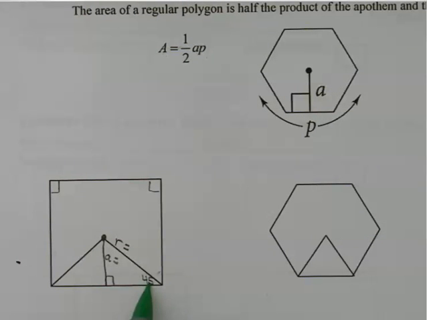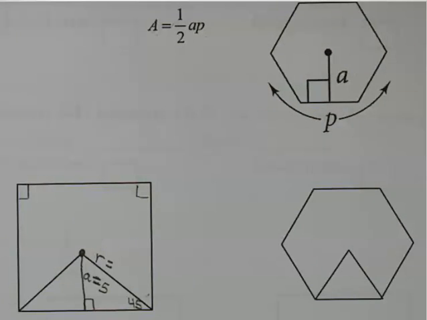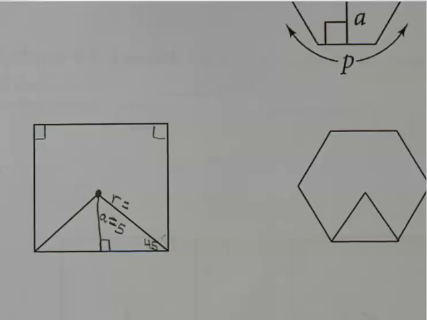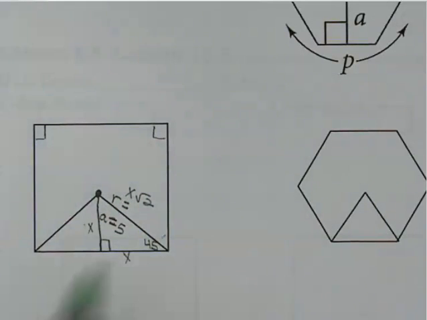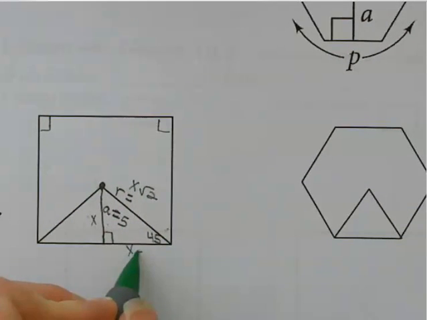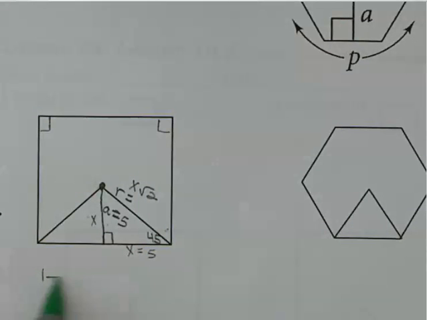Now let's start with the apothem. I'm going to tell you that the apothem is 5. So if the apothem is 5 and it's a 45, 45, 90, what is nice about this? Remember that these are the same, x, x, and x square root 2 on a 45, 45, 90. So if the apothem is 5, then this is 5. That makes your entire base to be 10.